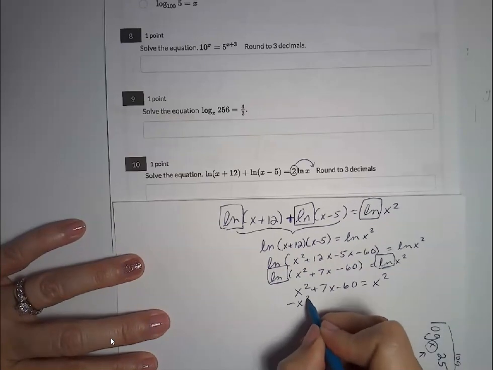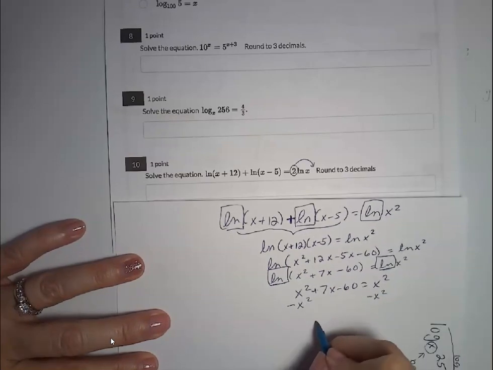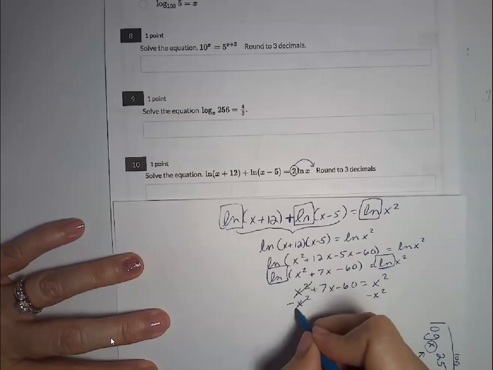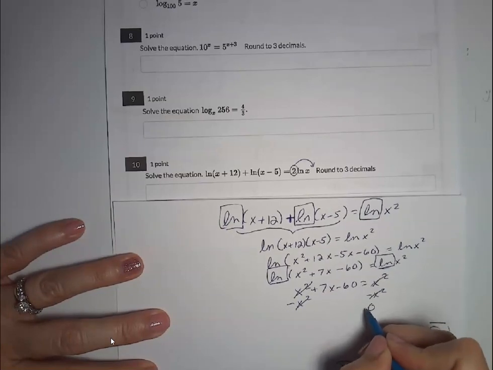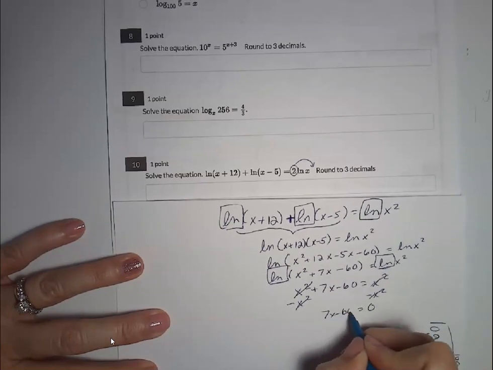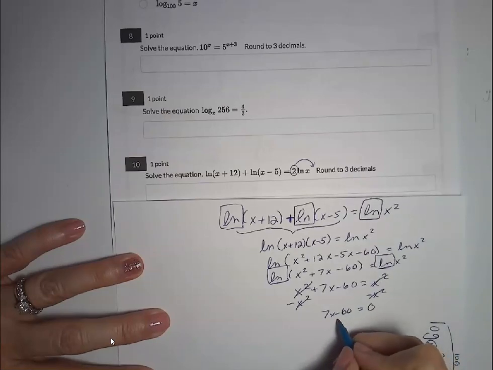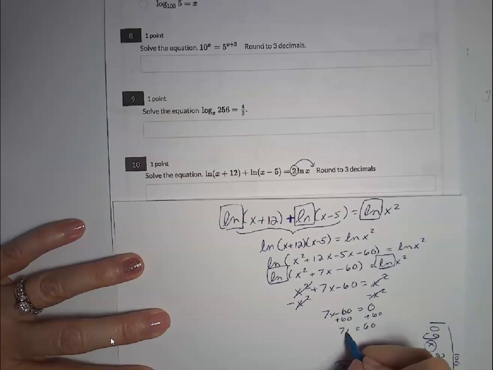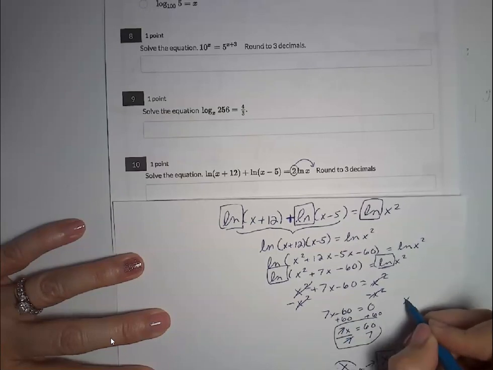Well, I'm going to subtract x squared from both sides. Well, that's nice. That goes away. And now I have a simple linear equation. I'm going to add 60 to both sides. And I'm going to divide by 7. And I get x is equal to 60 over 7.